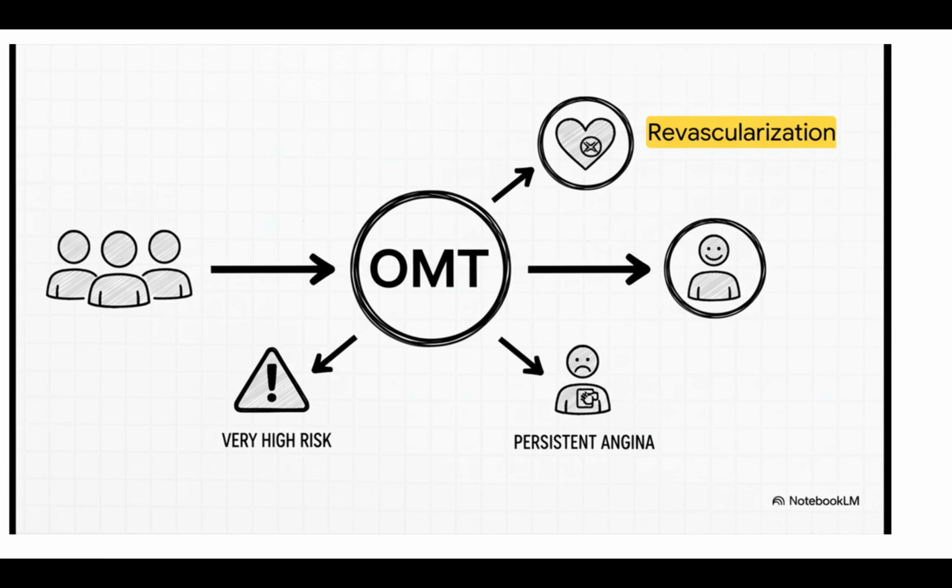We save the more invasive revascularization procedures for 2 specific groups. Those patients we identify as being very high risk, like our guy from the Duke treadmill score example, and those whose quality of life is still terrible from angina even after we've tried all the best medical therapies.